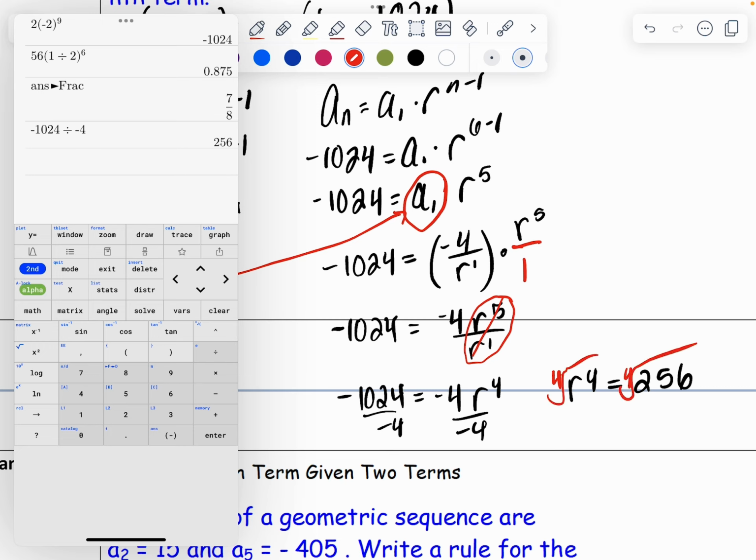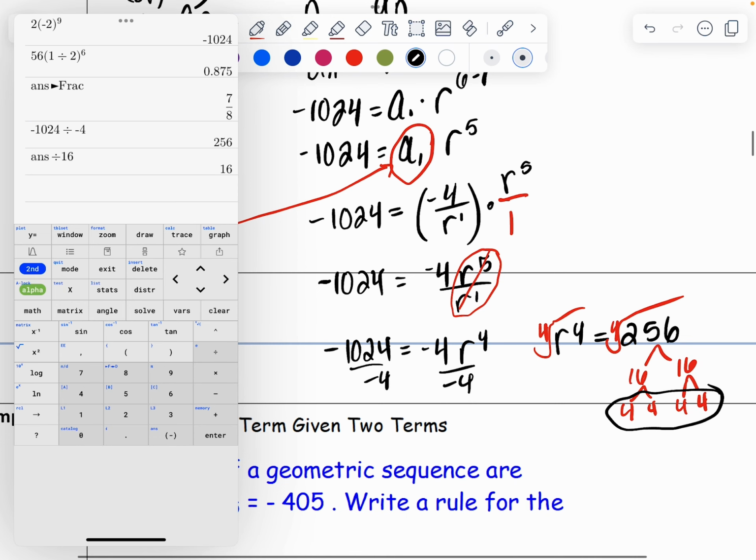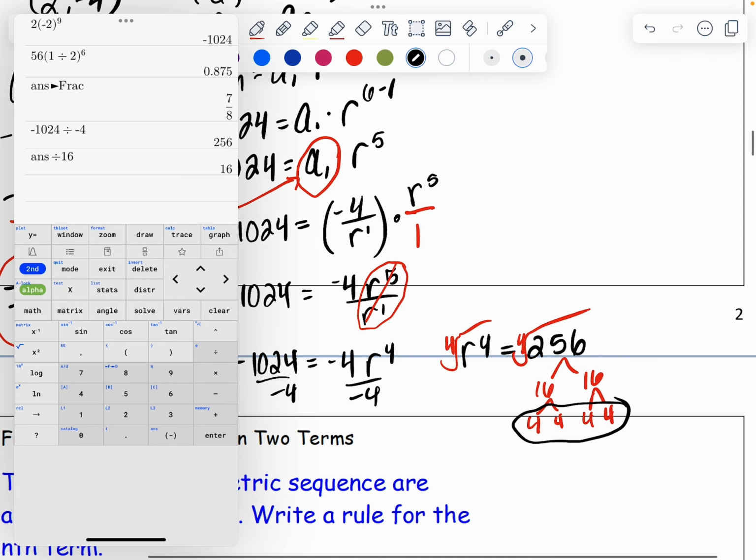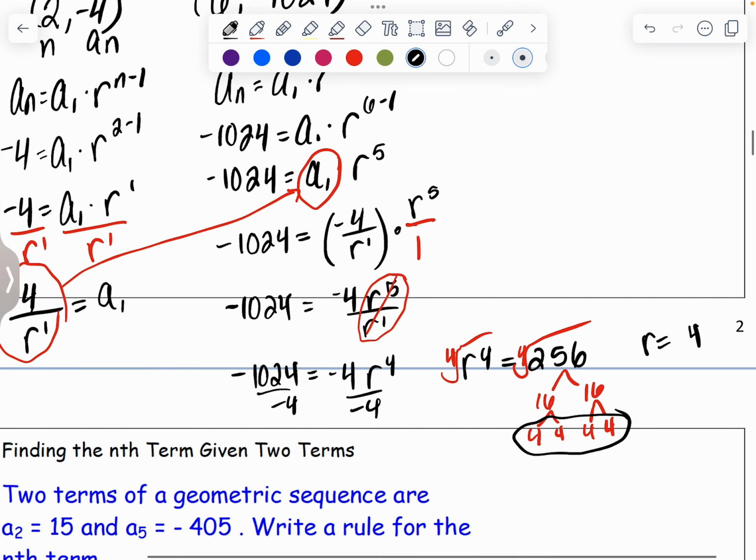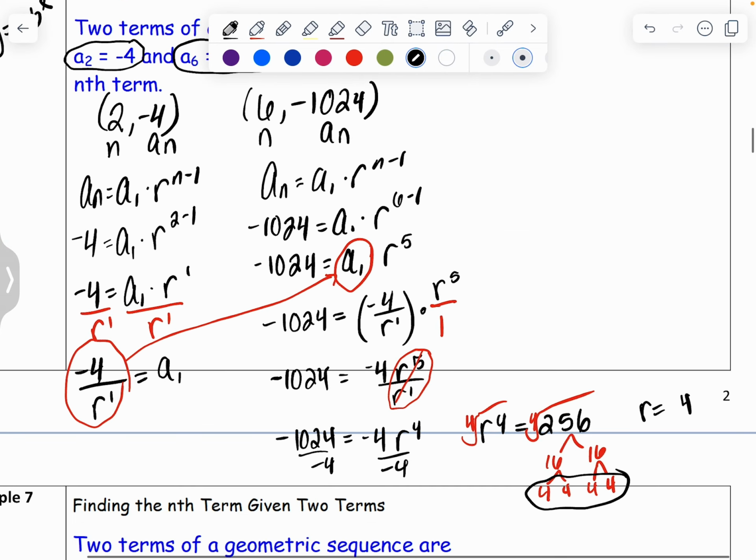Now 256 is 16 squared. So we can do 16 and 16, and then we can do 4 and 4, and we can stop there because we have four 4s, and that's what we need. So that means that the fourth root of 256 is 4. Now technically, we do get plus or minus here because there are two solutions when you take an even root.